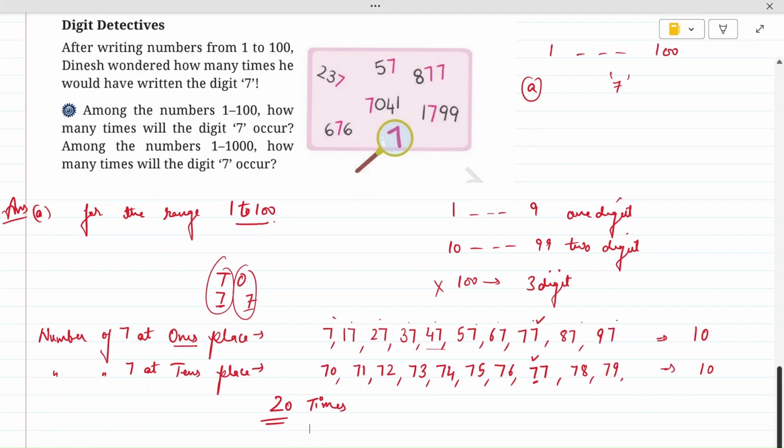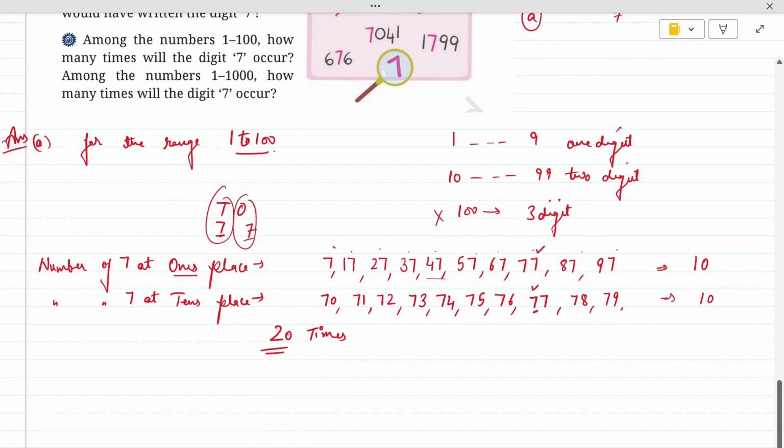Same way we can extend this to 1000 also. But in 1000 now what we will have? We will have ones place, tens place and 100 place also. So let us write for the range. I'm just writing it here.